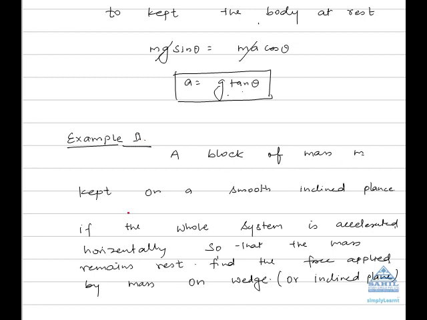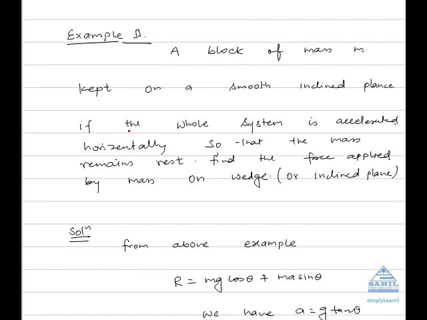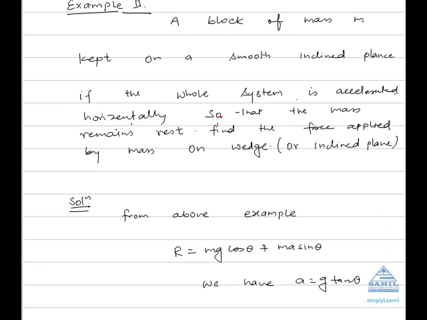A block of mass m is kept on a smooth inclined plane. If the whole system is accelerated horizontally so that the mass remains at rest, find the force applied by the mass on the wedge or inclined plane. This equation is also a part of the previous example: R is equal to mg cos theta plus ma sin theta. Here R is the normal reaction, meaning it is the force applied by the mass on the wedge or the force applied by the wedge on the mass.